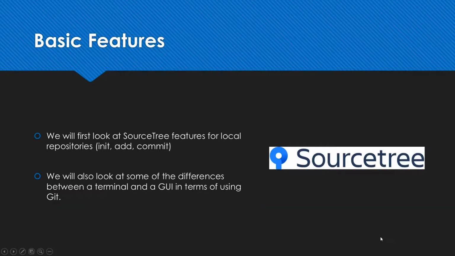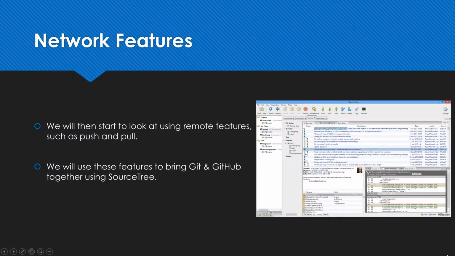So first of all, we're going to look at some of the basic features on SourceTree. So init, add, commit, all of the things that we learned in the Git basics section. So we're going to look at these, but we're also going to try and point out some of the differences between using a terminal and a GUI like SourceTree. After that, we're going to look at the network features.